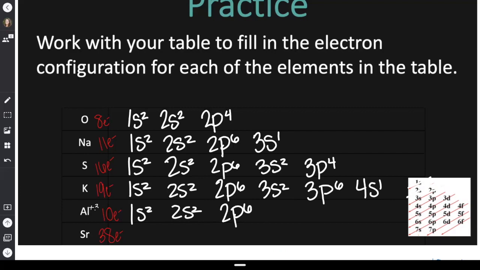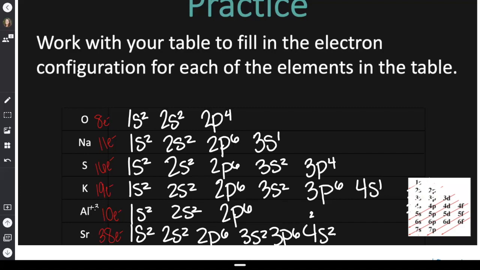And then last one, strontium. So strontium is going to start. Notice all of them start at 1s, so 1s2, 2s2, 2p6, 3s2, 3p6, 4s2. So here's the path I was following. 1s, 2s, 2p, 3s, 3p, 4s. And that gets me to, I'm going to put it over top because it won't show up on the bottom, 20. But I want to get to 38.